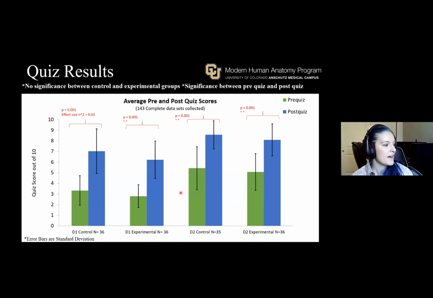So you can see here on this graph, this is showing the pre and post quiz scores for all the cohorts and all the groups. And we did see significance from the pre to post quiz scores. So the students were learning a little bit by watching the videos.